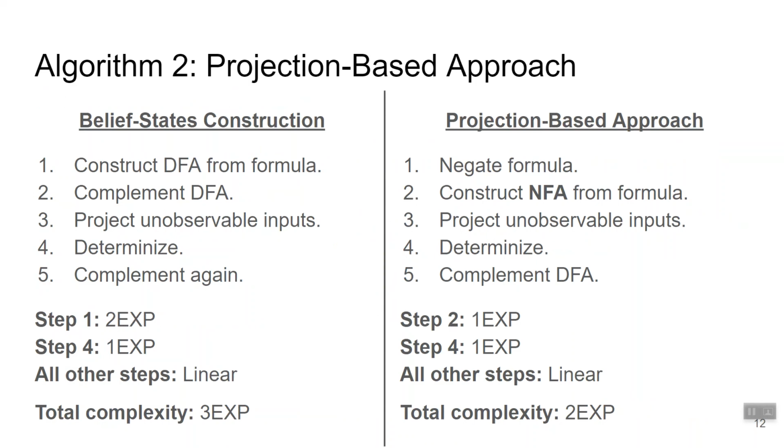So while in the belief states construction, we first construct a DFA from the formula and then complement it, in the projection-based approach, we first negate the formula and then construct an NFA from it. The advantage is that while a DFA is in the worst case doubly exponential in the size of the formula, we can always construct an NFA that is at most a single exponential in the size of the formula. Since all other steps remain the same, with the only other exponential blowup occurring during determinization in step 4, the projection-based approach is able to save on one exponential.